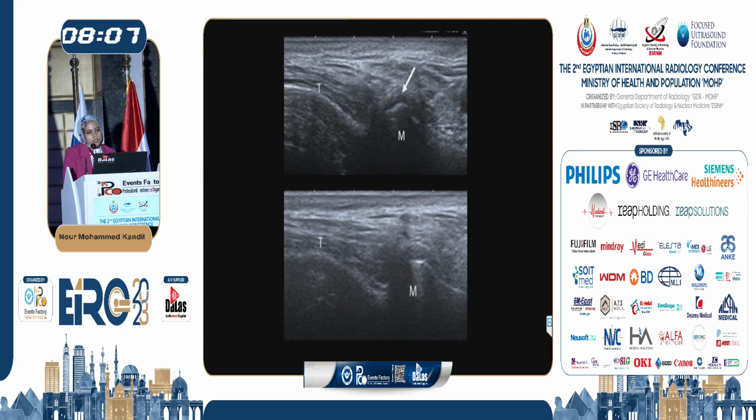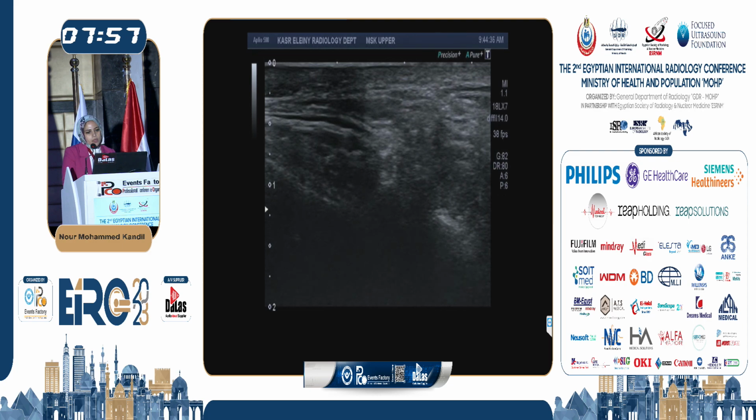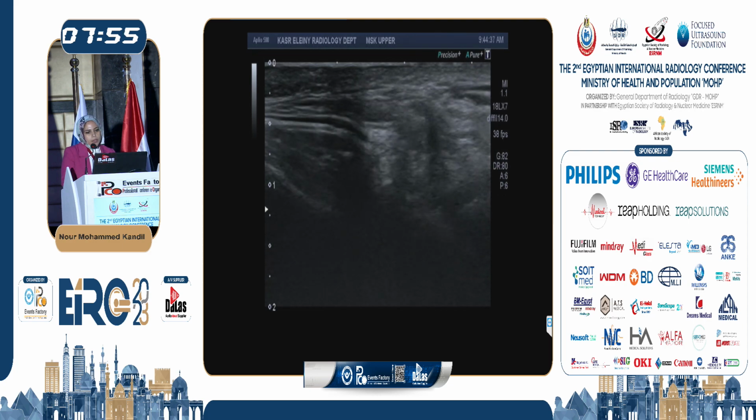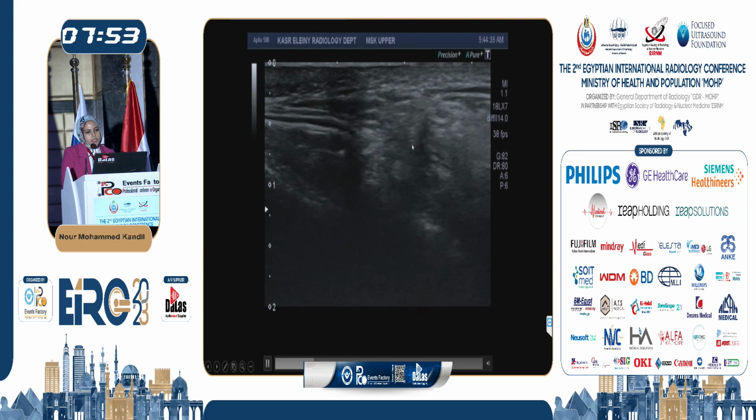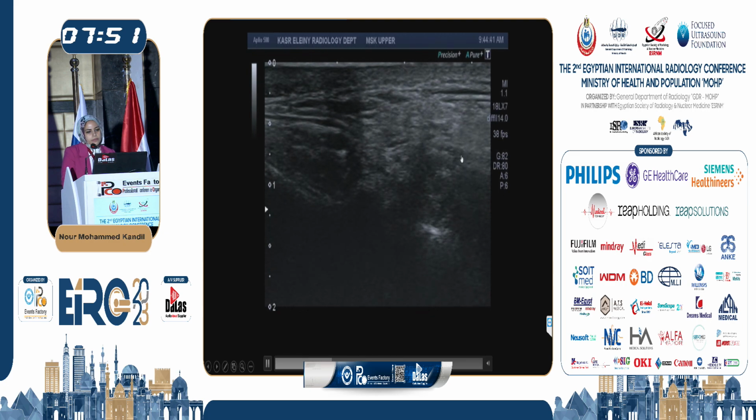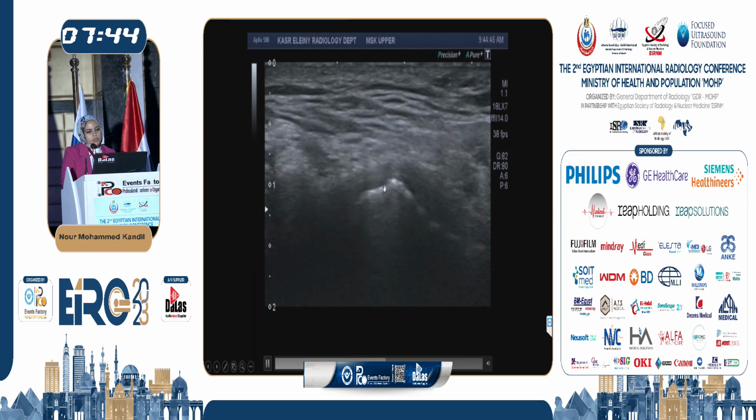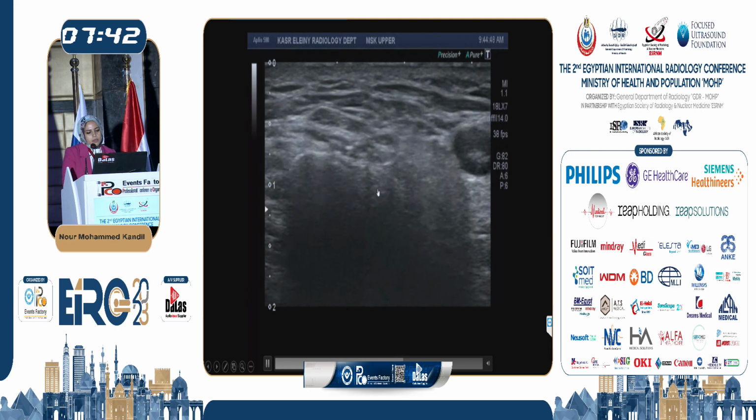Ultrasound before dextrose injection showing the normal temporomandibular joint. Ultrasound after pericapsular dextrose injection with the arrow pointed at the tip of the needle. This video shows the entrance of the needle with the pericapsular dextrose injection into the joint space.